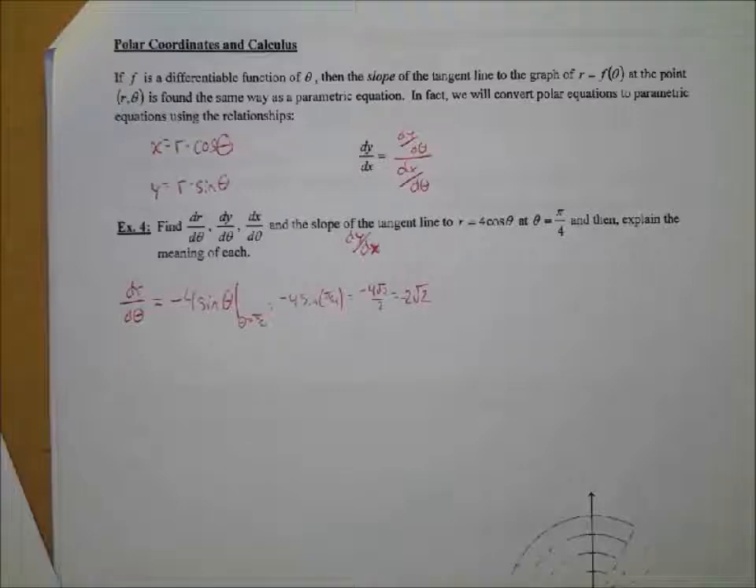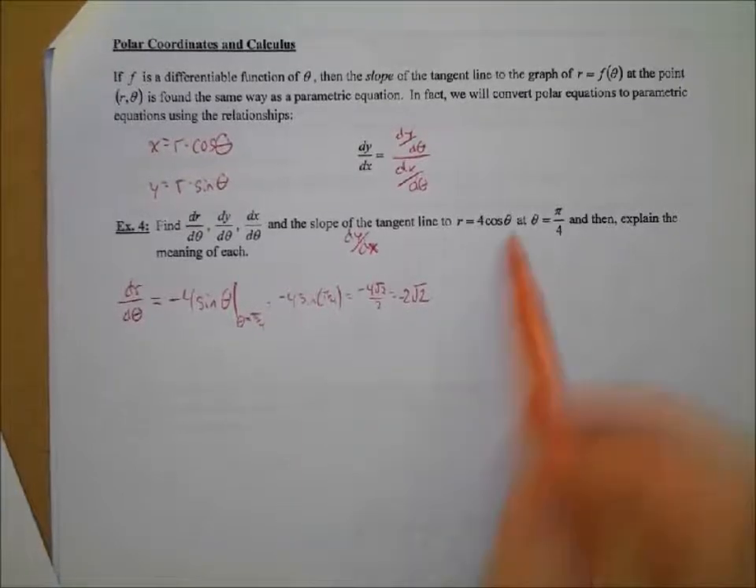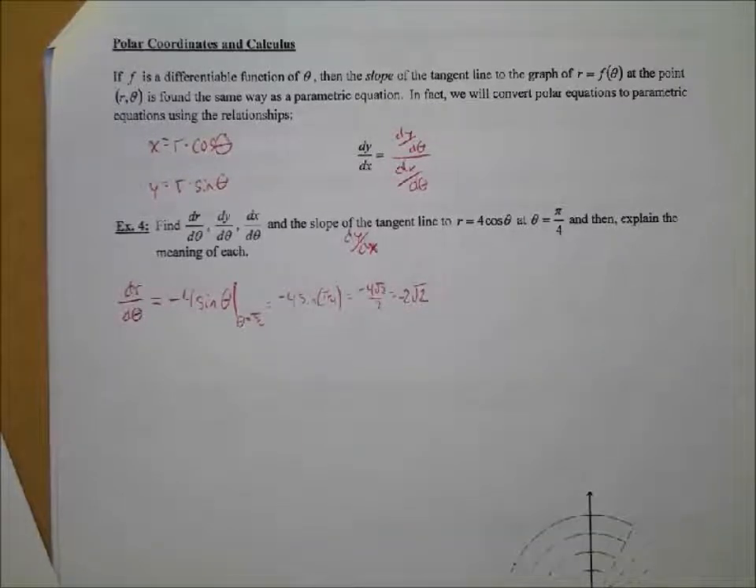So what does this tell us then about our curve, r equals 4 cosine theta? dr d theta is negative 2 root 2. A negative first derivative means what does that tell us about the original function? Decreasing, right? It's decreasing. What is decreasing in this case? R. So, right, r is decreasing.